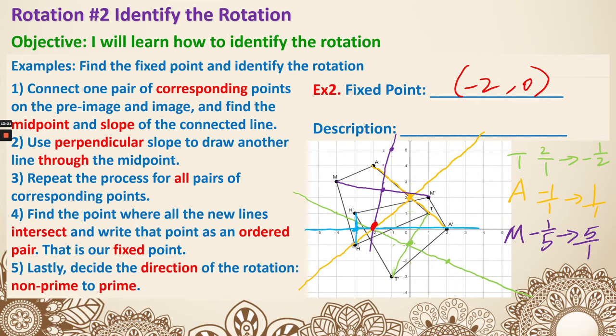So lastly, I just need to use one pair of points and decide what the actual change is. Whichever point you want to use, I'm just going to use A and A prime because that seems pretty straightforward. You can use T and T prime, any of them. There's my A, there's my A prime. Clearly, I'm rotating this way. That is, rotate 90-degree clockwise about negative 2, 0. So there's the answer for example 2.